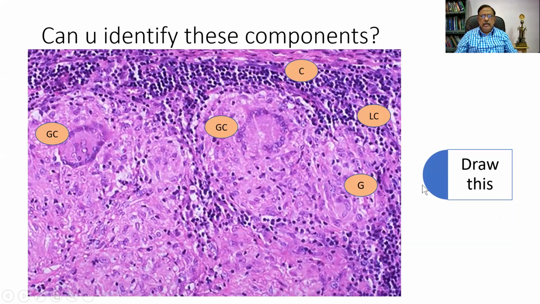We are now going to the microscopy of tuberculosis. This is a slide of a tuberculous lymphadenitis, and I hope you will be able to identify the components of this slide. I will be slow and deliberate. Please let us see whether we can identify each of these. C is a capsule. Any lymph node is externally surrounded by a capsule.